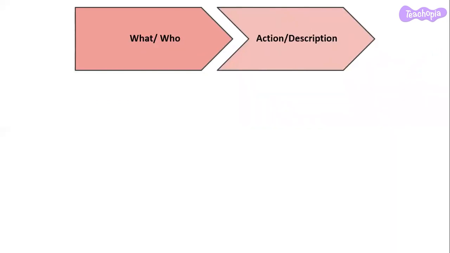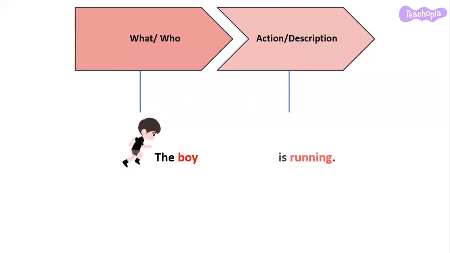So here we have our 2 blocks. Now we have a boy running. So in block 1, I want to talk about the boy. In block 2, I want to talk about the action that the boy is doing. That is, he is running. So my sentence will be, once I combine the 2 blocks, the boy is running.